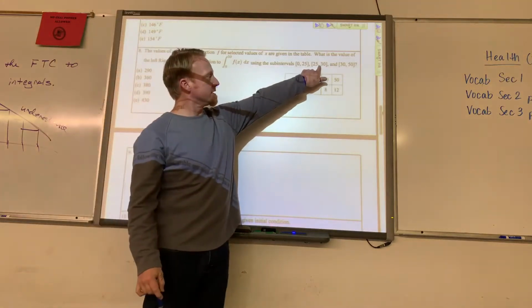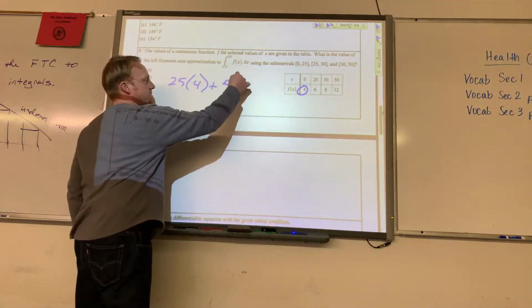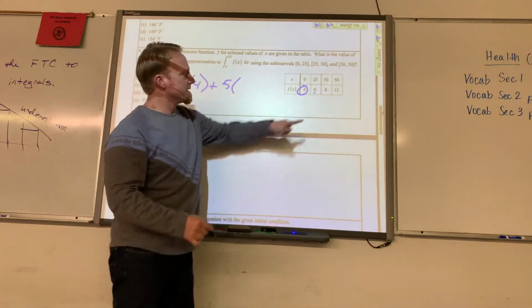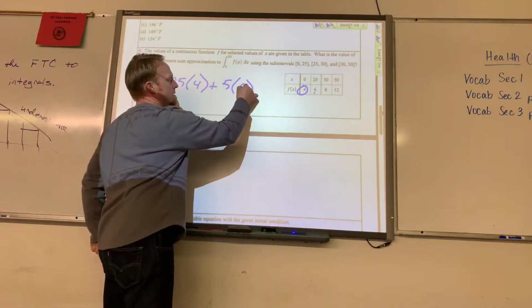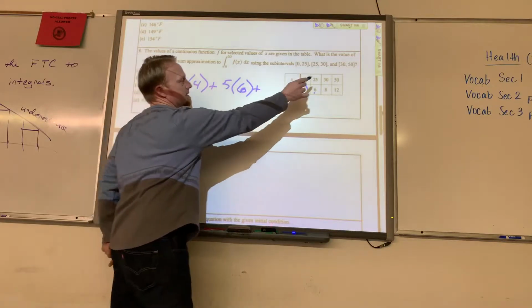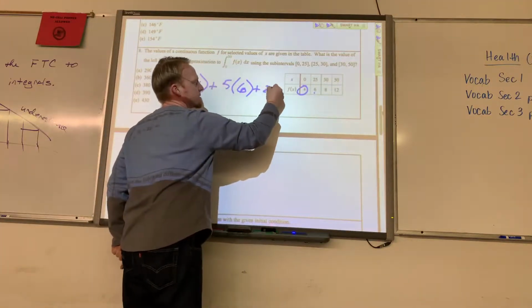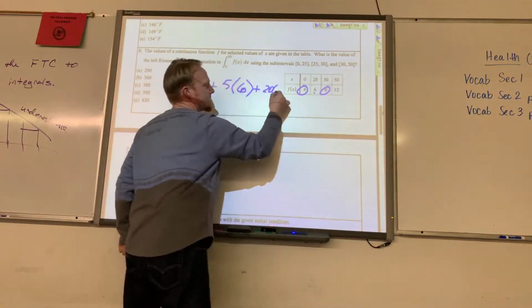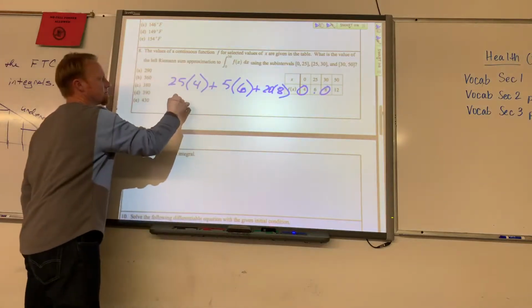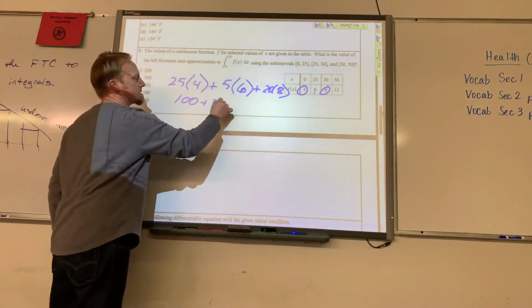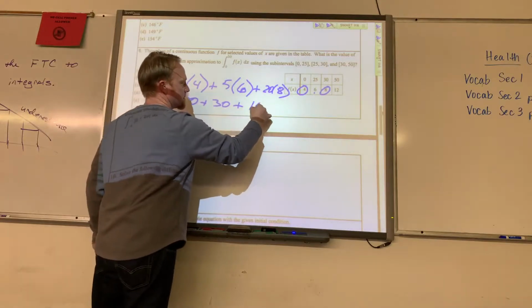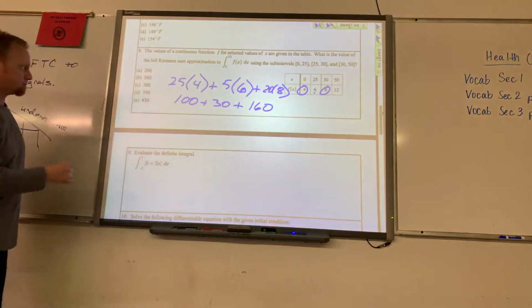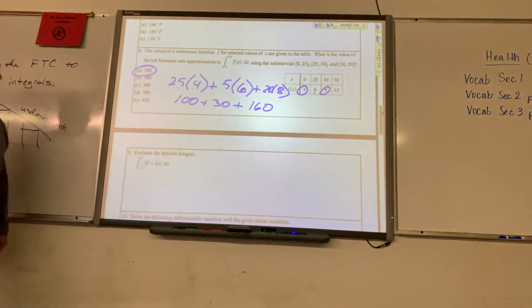Next section is 25 to 30, so that's 5. Left would be 6. Last section is 30 to 50, so that's 20. The left would be 8. So we end up with 100 plus 30 plus 160, and we get 290 out of it.